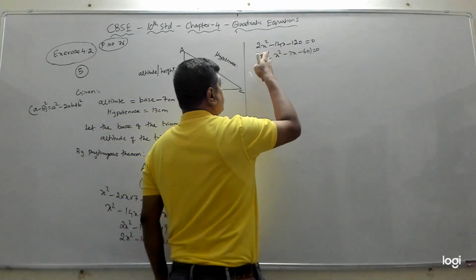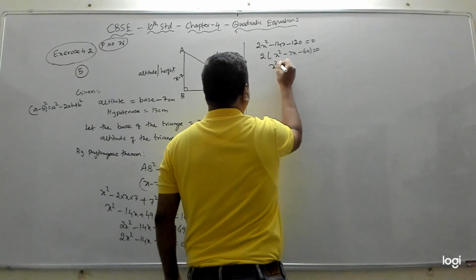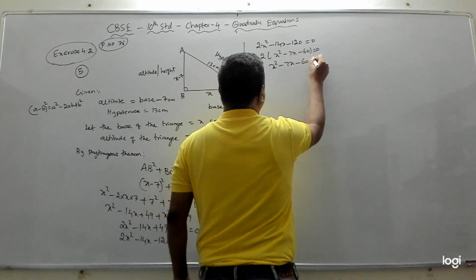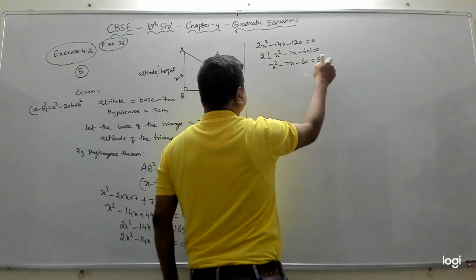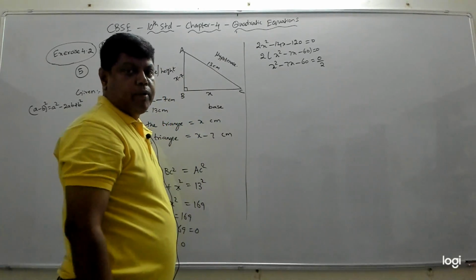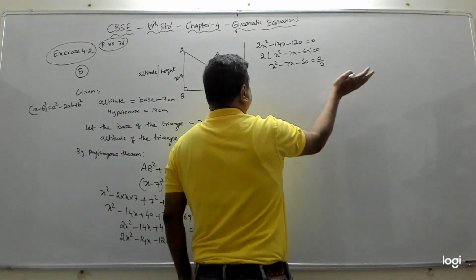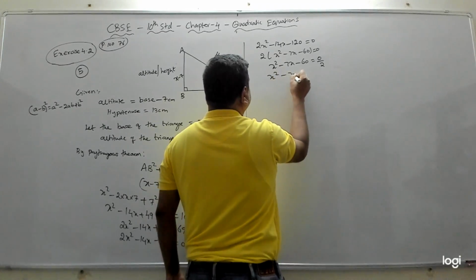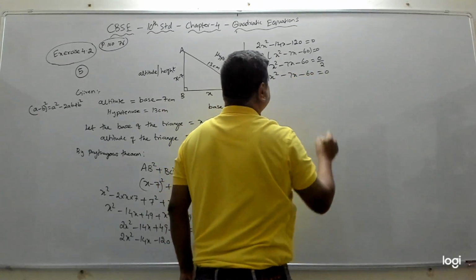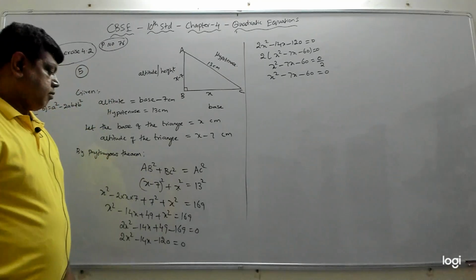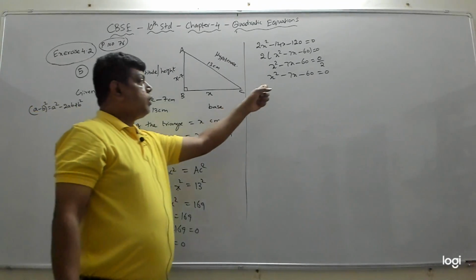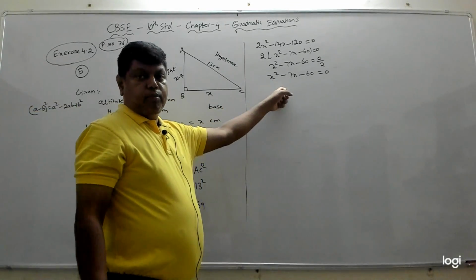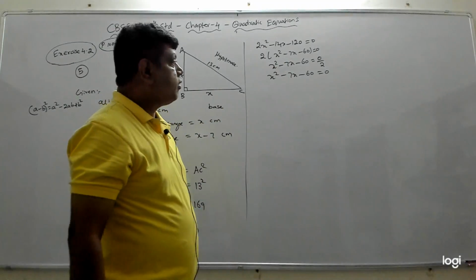So this 2 can be thrown to this side. So we'll get x square minus 7x minus 60 equal to 0 by 2. The 2 will come this side, it will become divided by, here it is multiplication, so that will go away. 0 by 2 will become 0. So you will have x square minus 7x minus 60 equal to 0. So this is your equation. We have to solve by factorization and find the value of x.